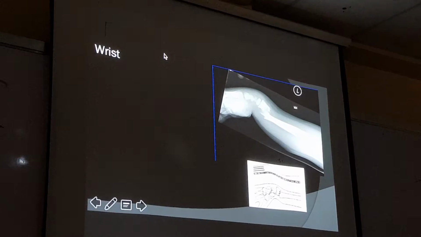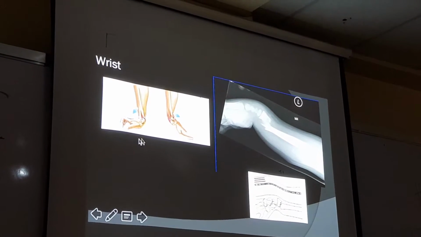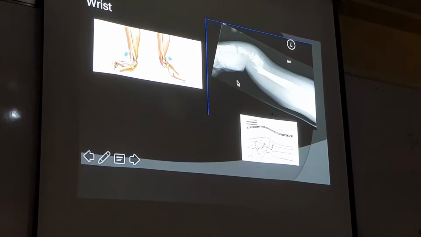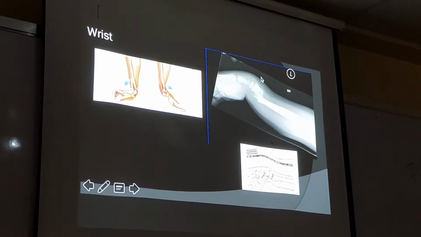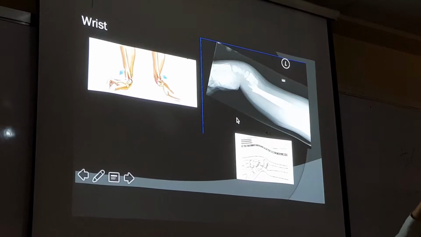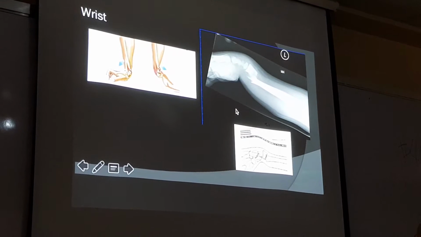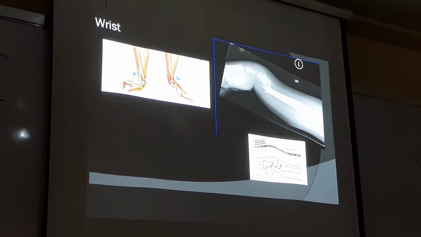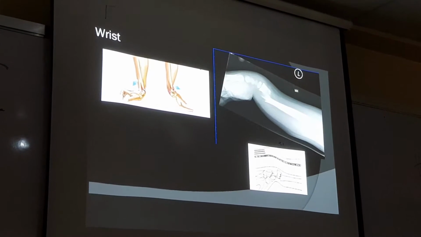So Colles fracture, and the opposite of Colles is Smith's fracture. For Colles, it's a dorsal displacement. For Smith's, it's a volar displacement. Remember your anatomy: the dorsum of the hand, your anatomic position. So that's our basis for dorsal displacement and for volar displacement.